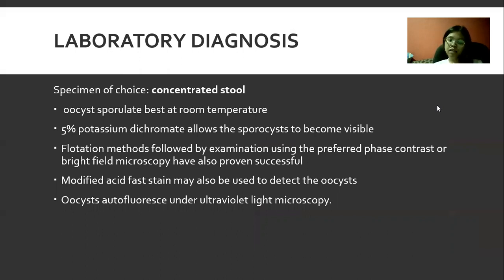So 5% potassium dichromate allows the sporocyst to become visible. Rotation methods followed by examination using the preferred phase contrast or bright field microscopy have also proven successful. And modified acid-fast stain may also be used. And the oocysts of this organism can autofluoresce under ultraviolet light microscopy.